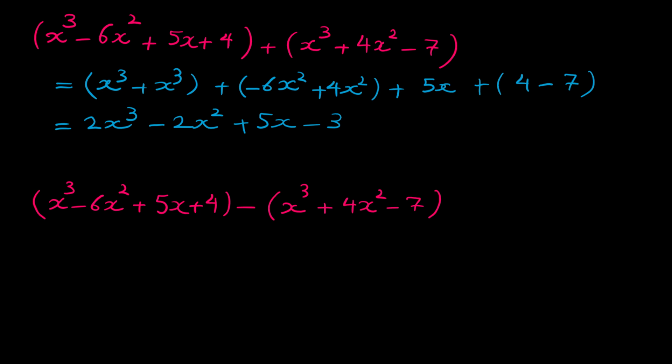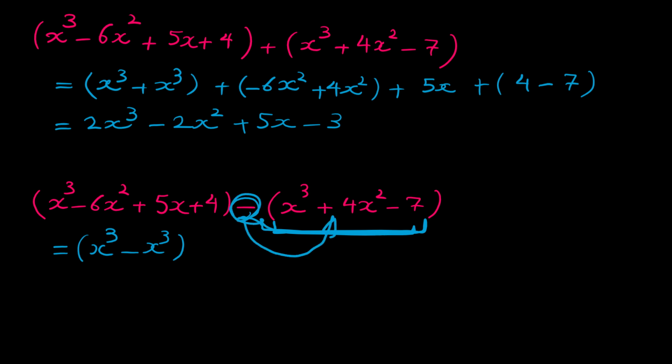Look at the next example. Here we want to subtract these two polynomials. These two polynomials are the same as in the previous example, but here we want to subtract them from each other. Again, we do the grouping, but attention, between them is a minus. So we have x to the 3 minus x to the 3. And attention, this minus is for all the terms in this bracket. So you have to apply this negative to each term here.